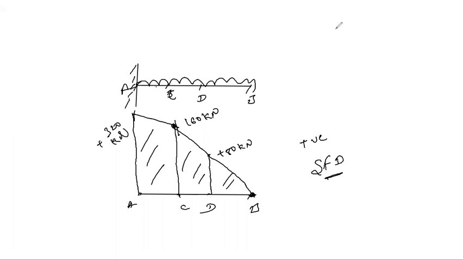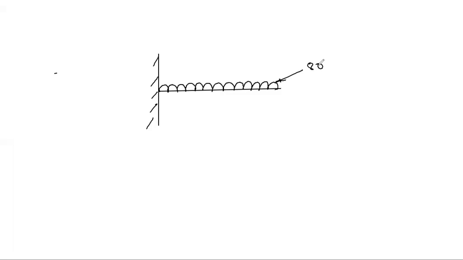Next, for the same cantilever beam, when it is subjected to UDL of intensity, how much? 40 kilonewton per meter, and the length is 8 meter.